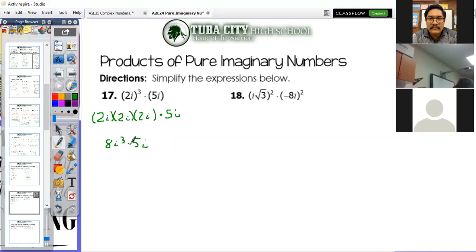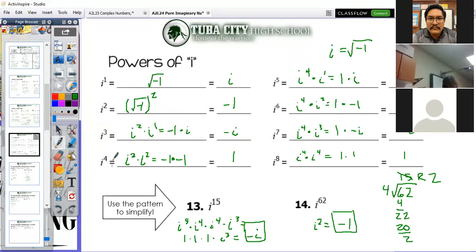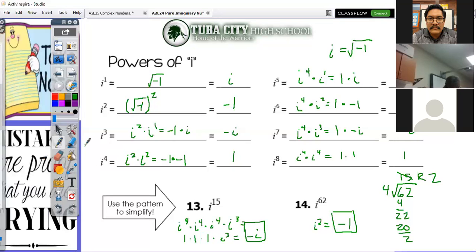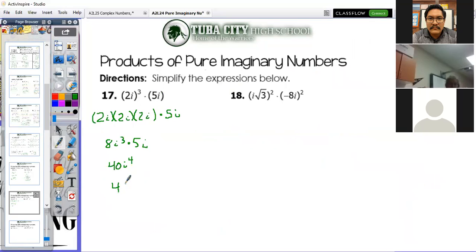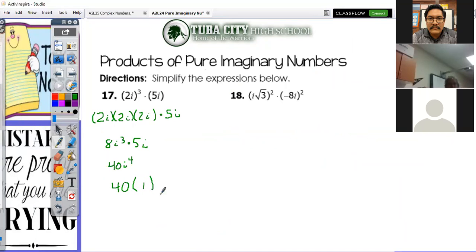And I'm going to multiply these two together. So multiply the numbers. 8 times 5 is 40. Combine your powers of i, so that'd be 3 and 1, so you'd have a 4 power i. And let's go back to the chart and see what i to the 4 power will become. i to the 4 is 1, just plain old 1. 40 times 1. And that makes our final answer 40.